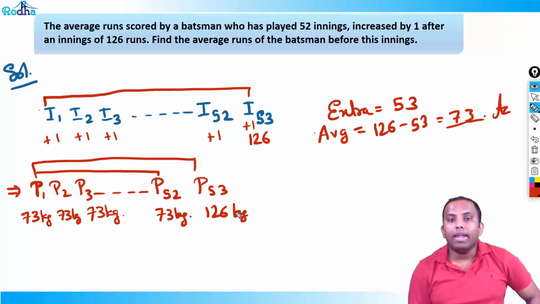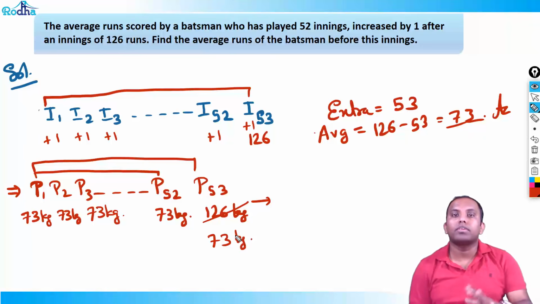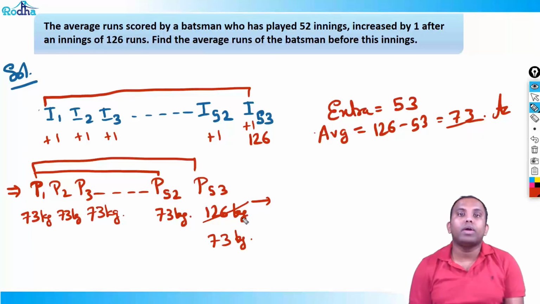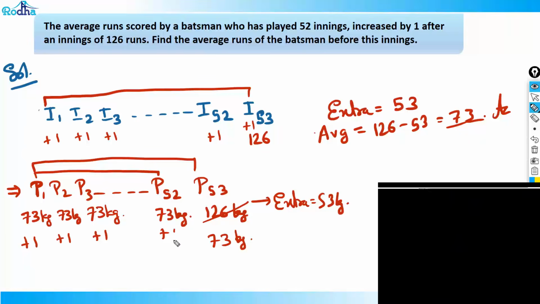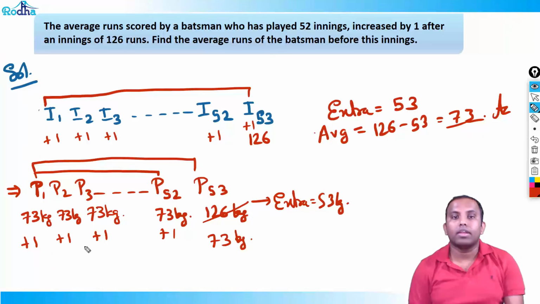Had his weight been 73 kg only, the average of the group would still be 73 kg, right? But his weight is how much? His weight is 126 kg. So how much extra is he bringing? He is bringing 53 kg extra into the group. That is distributed equally among all the group. So there are 53 persons, 53 kg distributed. So the average of the group increased by plus 1. That's the logic.